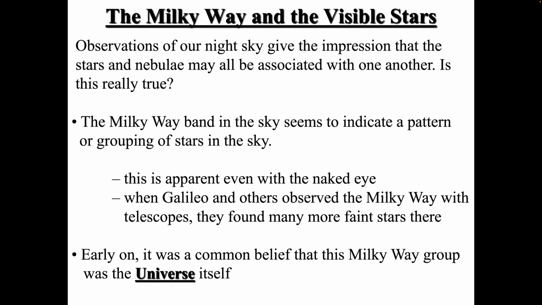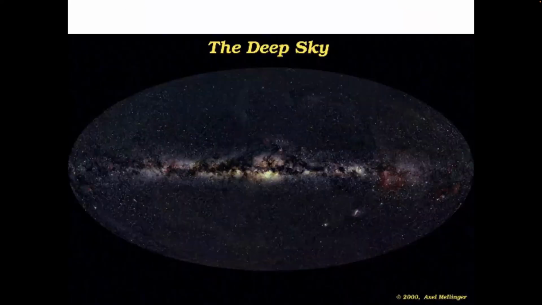And when Galileo invented the telescope, he looked at the Milky Way with it and found that there are many more faint stars in the Milky Way. So earlier on, people had this idea that the Milky Way group, as they called it at that time, was the universe itself. So that was the idea. The Milky Way is the only thing that you can see as a group, so that should be the universe, right? There is nothing else there. That was the idea of the ancient astronomers.